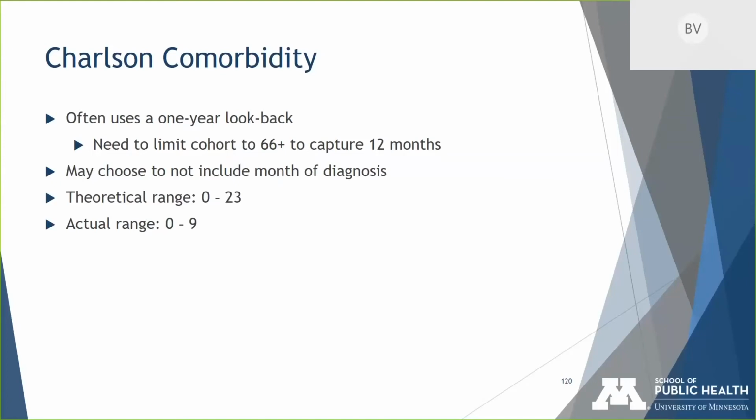The theoretical range of the Charlson Comorbidity score is 0 to 23. So 0 if they don't have any of the conditions, and if they had every possible condition, they would have a score of 23. The actual range that we find is from 0 to 9.